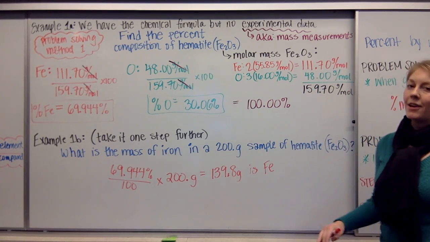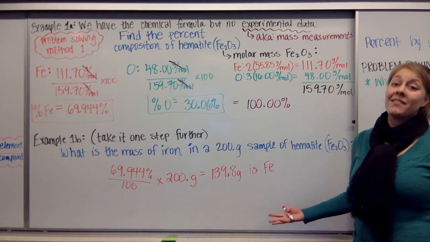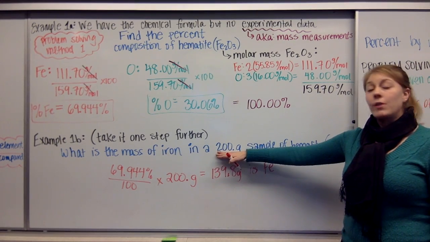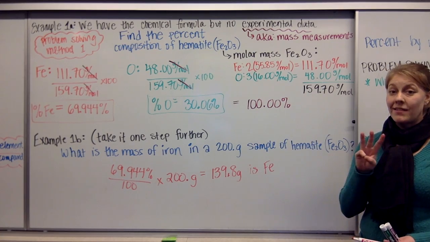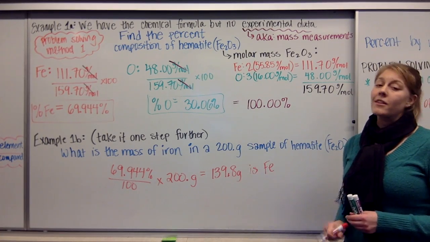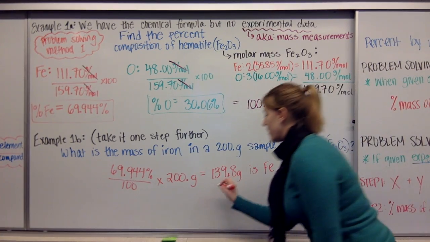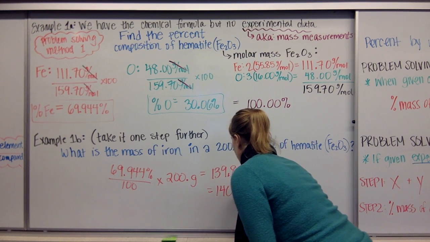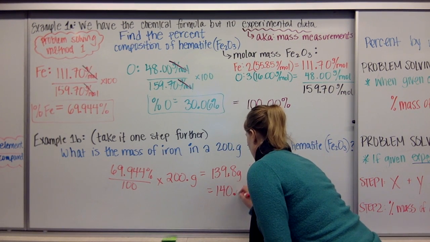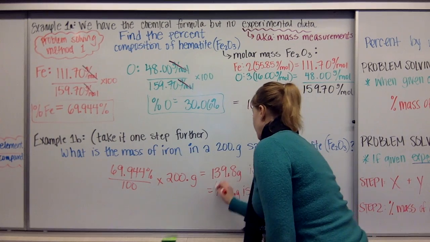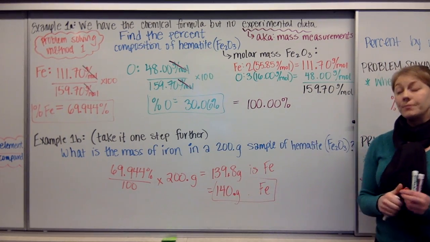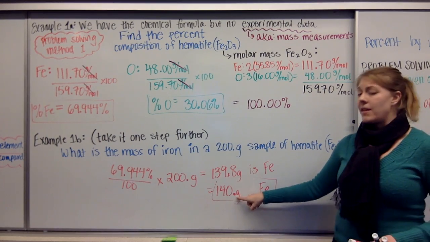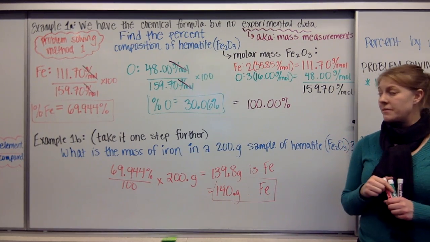Now, tricky thing here, not tricky, but we have to put this in sig figs also. My only measurement that I'm given, 200 grams, has how many sig figs? 3 sig figs. So that means my answer has to have 3 sig figs. So I get 140. grams is iron. Or you can just put 140. grams iron, okay? That decimal has to be there or else you're only showing 2 sig figs.